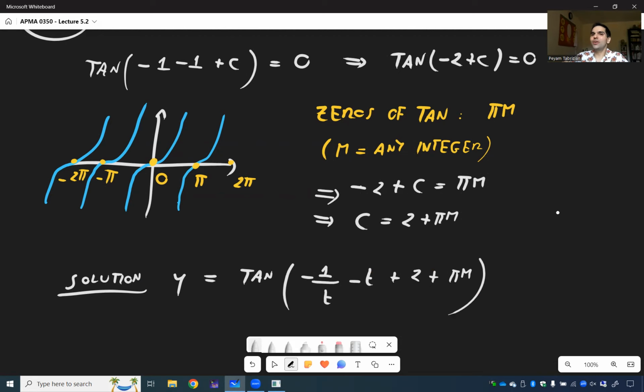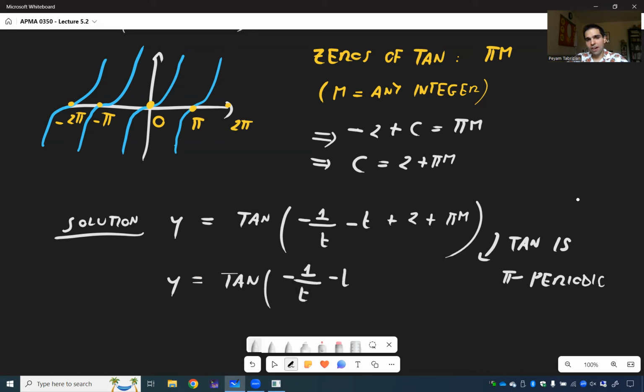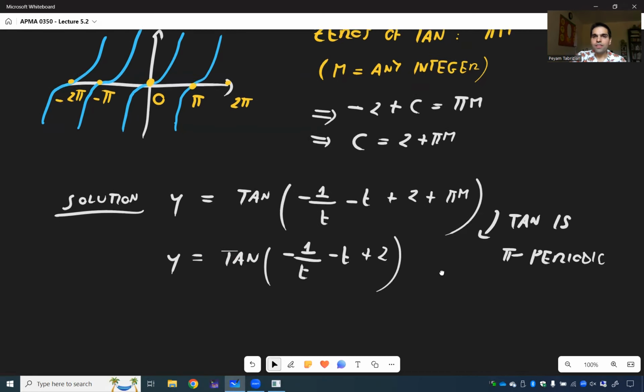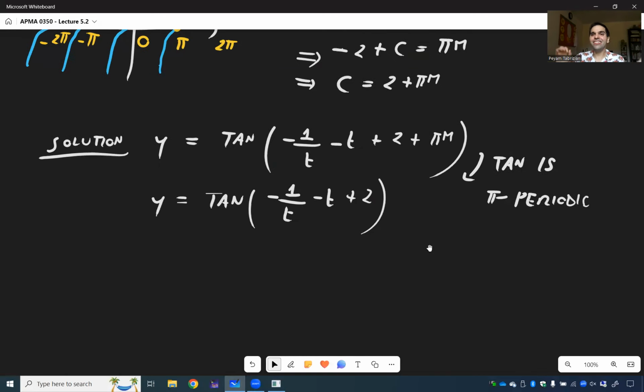But it turns out, weirdly enough, we didn't need any of that because tangent is pi periodic. So tangent of blah plus any multiple of pi is just tangent of the original thing. So y is in fact tangent of minus 1 over t minus t plus 2. And I know it's an unexpected, surprising trick, but that's not really the point. The point is this is a faster method.